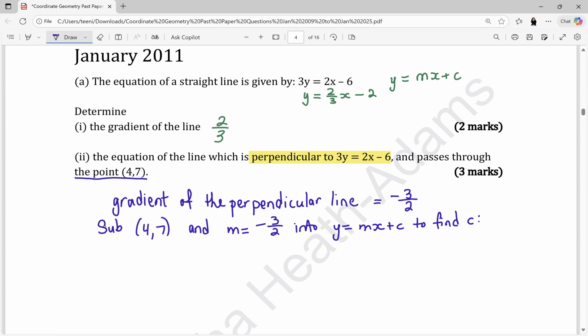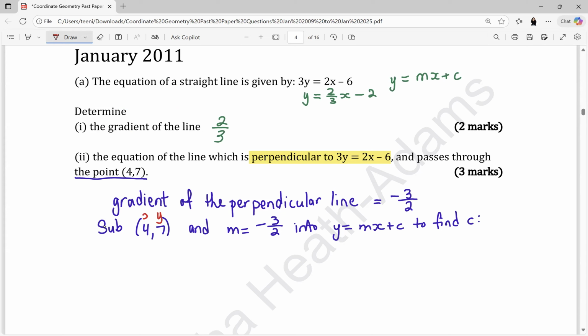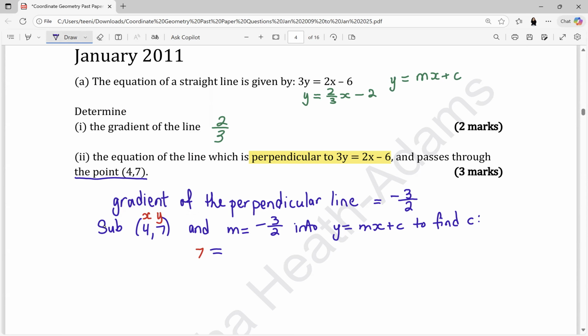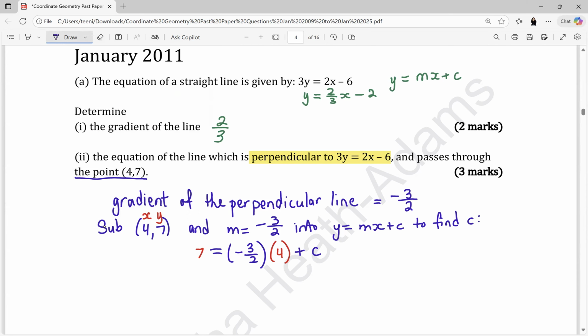All right, so to do that, y would be 7 and x would be 4. So wherever I have y in the equation y = mx + c, I'm going to replace that with 7. So it will be 7 is equal to m, which is -3/2, times x, which in this case is 4, plus c. And then I simplify this. So this would be 7 is equal to, well, negative 3/2 times 4 is negative 6. So 7 equals negative 6 plus c.